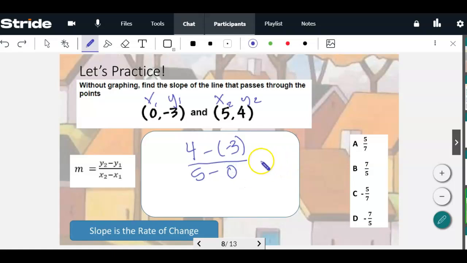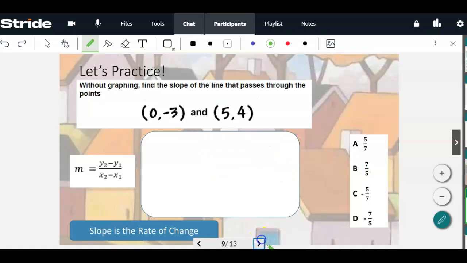Now you can use a calculator, but remember, when you're subtracting integers, you actually change this to plus and then the opposite. So this is 7 and 5. So the answer would be B. And remember, slope is the rate of change.